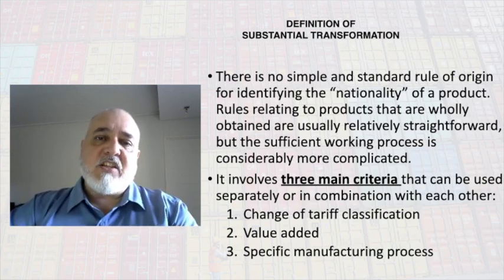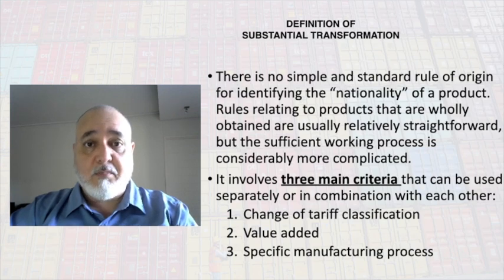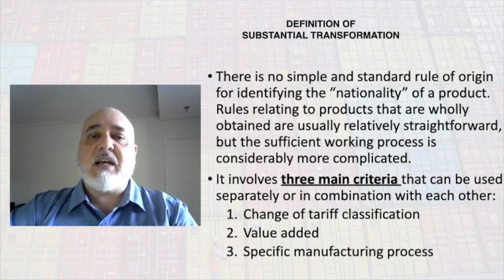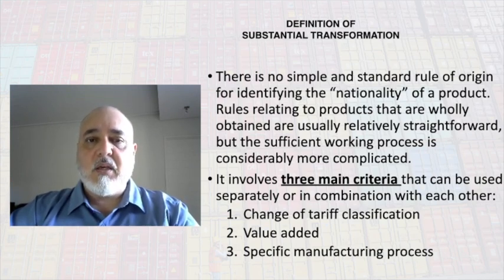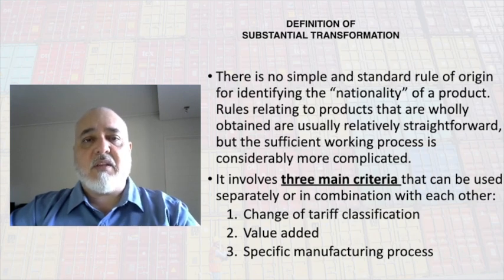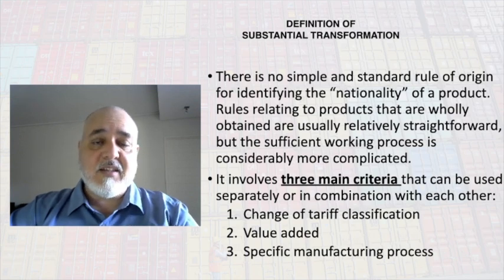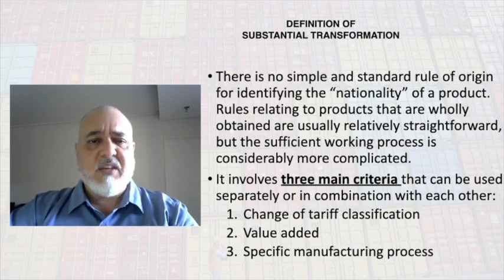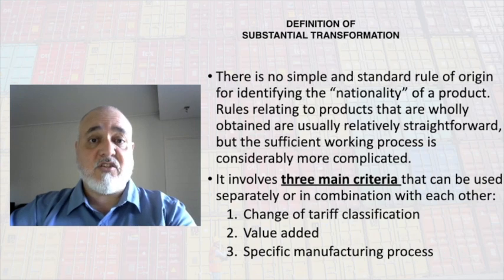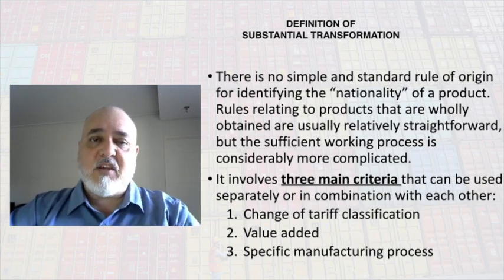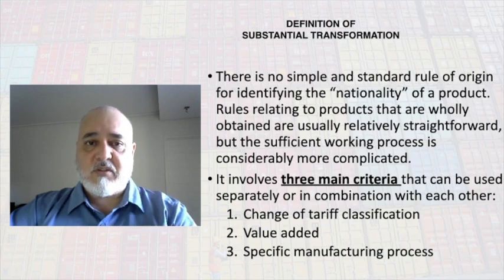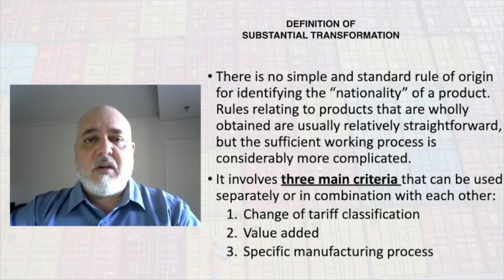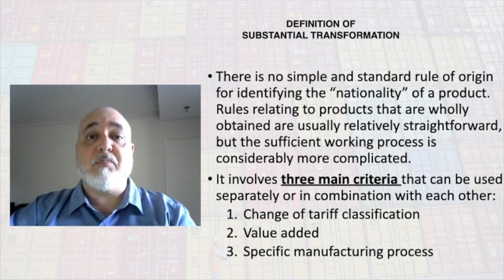The first is the change of tariff classification, which means that if the product has undergone a change in the harmonized system tariff code, it may be considered as having undergone substantial transformation. The second is value added, which is the difference between the total value of the materials and components used in the production of the product and the total value of the final product. If the value added in a particular country is substantial enough, it may be considered as having undergone substantial transformation in that country.